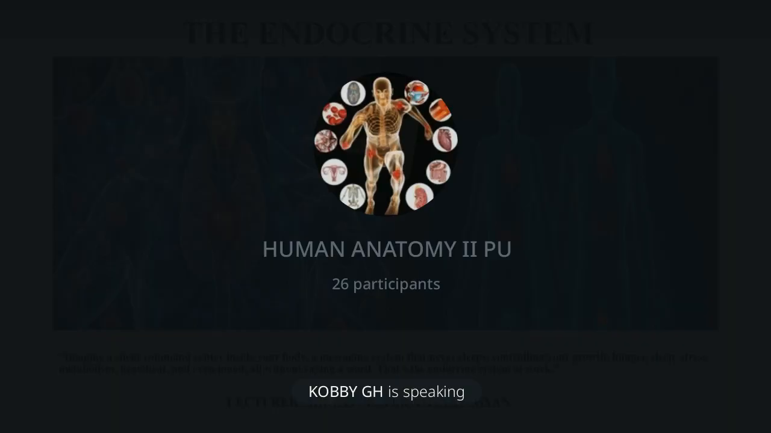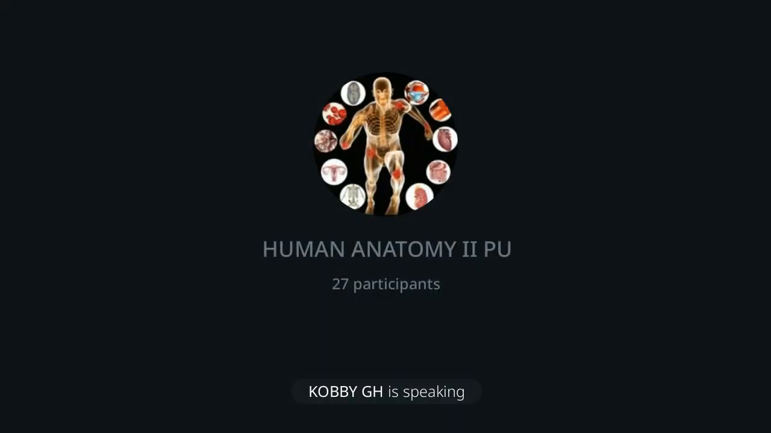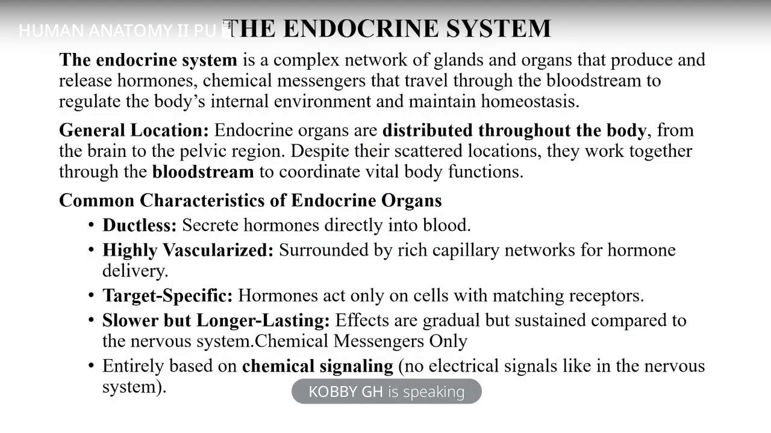Previously, we've learned that the endocrine system is made up of glands and some other organs that are not necessarily endocrine champion organs. Their primary functions are not endocrine, but because they obey endocrine principles, we classify them as endocrine organs. So the endocrine system is made up of glands. Is that okay? And then it's also made up of other organs that perform endocrine roles.